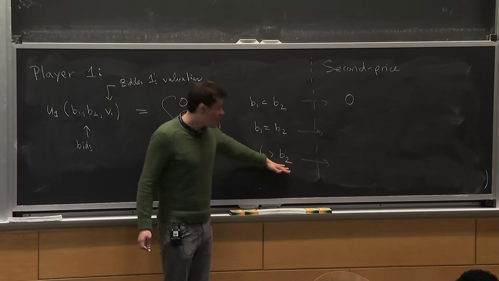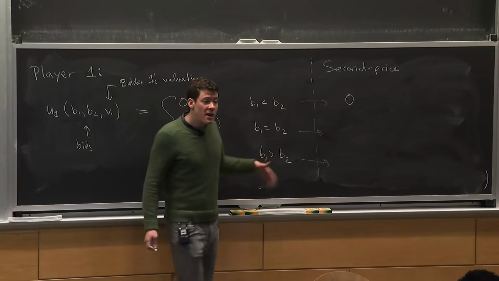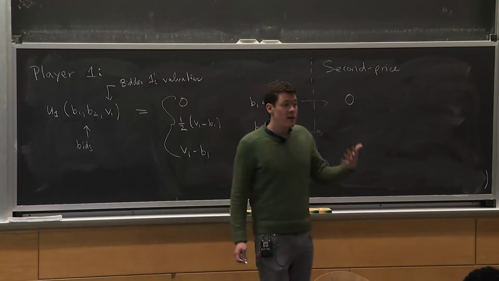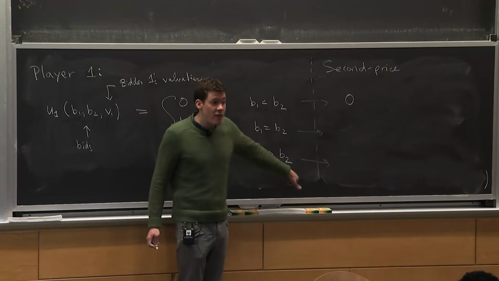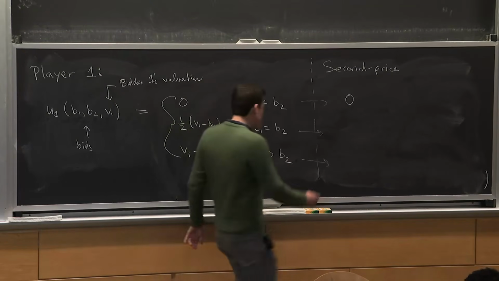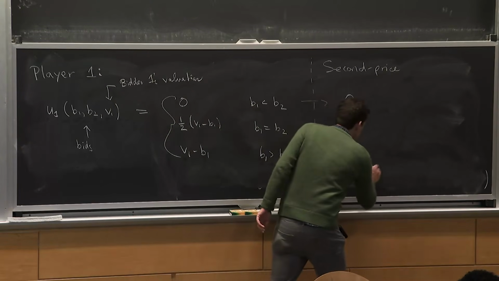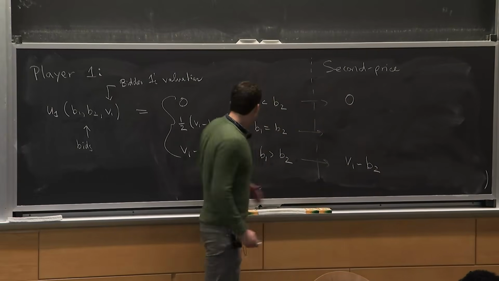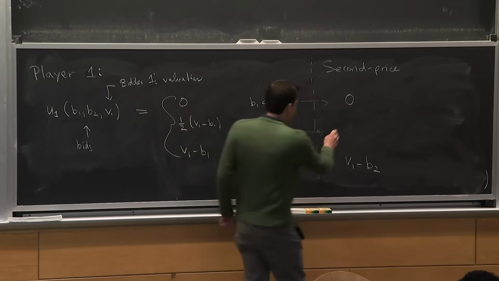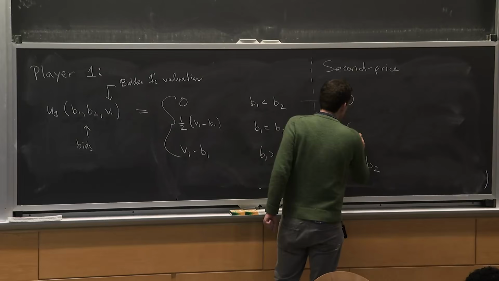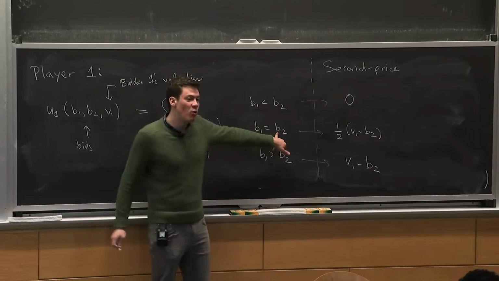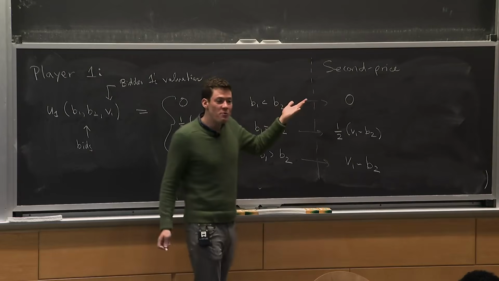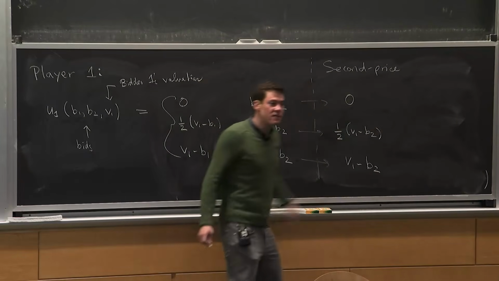Let's go down here. If I bid more than the other player, I win. But now I pay the second highest bid, not the highest bid. If I'm bidder 1 and I bid more than the other player, then their bid is the second highest bid. So I'm going to get V1 minus B2. And in the middle, we're going to flip a coin again. So there's a half chance I win, in which case I get V1 minus... well, in this case, B1 equals B2, so I could write B1 or B2. It won't matter, but I'll write B2 because I think it's more intuitive.